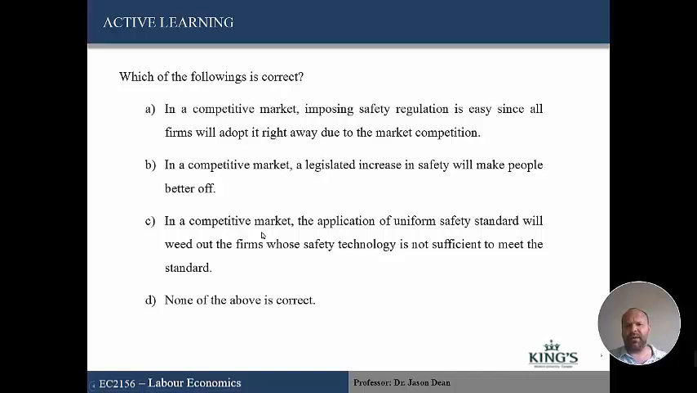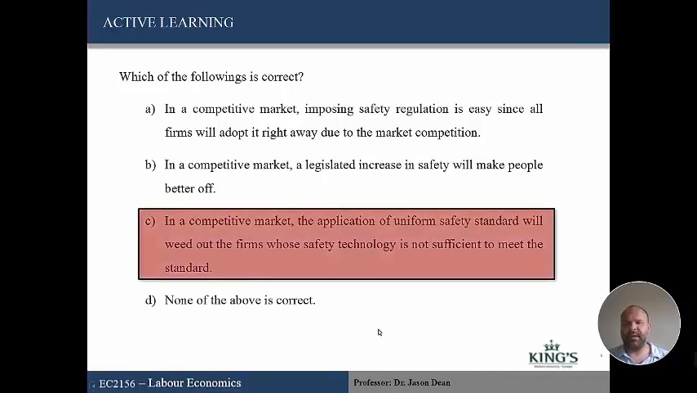In a competitive market, the application of a uniform safety standard will weed out the firms whose safety technology is not sufficient to meet the standard. Yes, that's the correct answer here, and we looked at that example on one of the slides. So there could be certain safety regulations that are too high for some firms, and then it would weed them out and they would go out of business. So the answer is C.